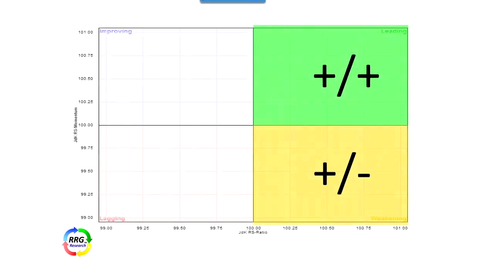If that loss of momentum continues and it pushes the red line below 100, then on the RRG, we will move into the lagging quadrant. And this is a situation where we have a sector that is in a relative downtrend, and that downtrend is still being pushed lower by weak momentum.